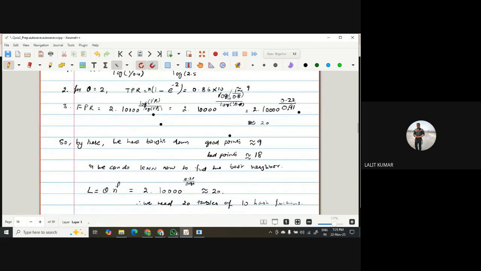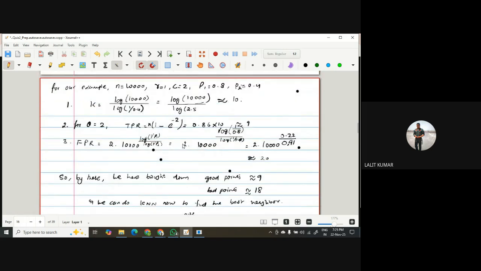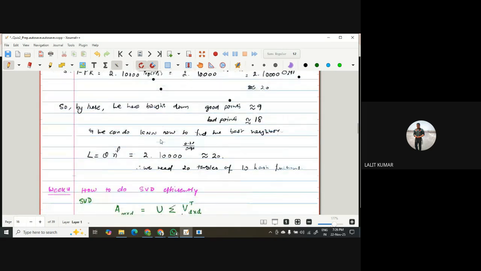So you can put down these values in your example, and we can find that good points have come to around 9. From earlier we were getting 8, now we are getting 9, and bad points have come down from 3,200 to 18. So now we can do the nearest neighbor search or KNN to find that.